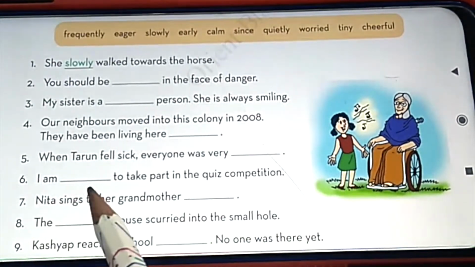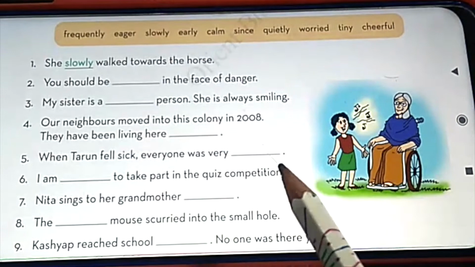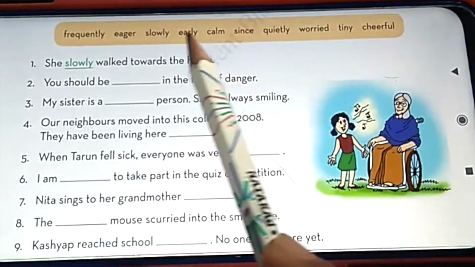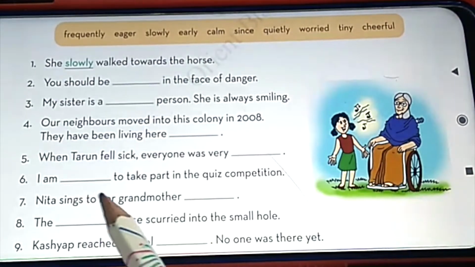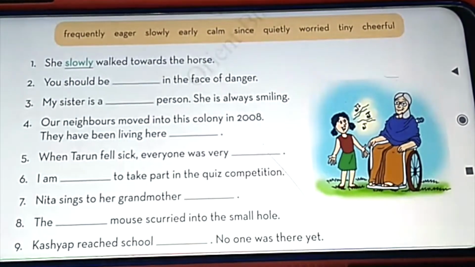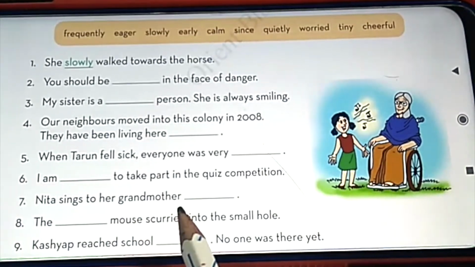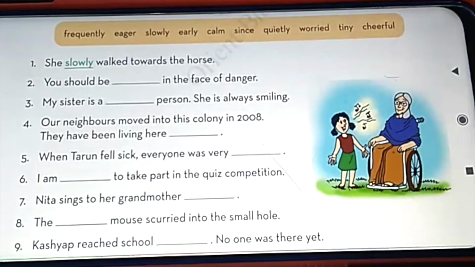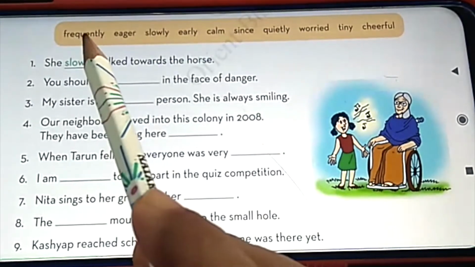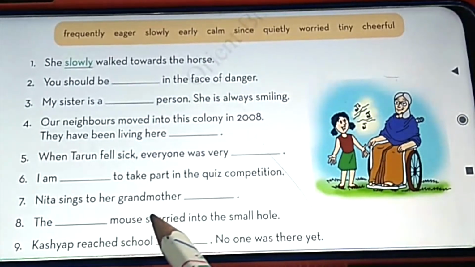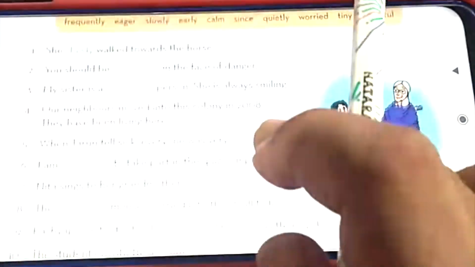Number 6. I am dash to take part in the quiz competition. What will it be? I am eager. I am eager to take part in the quiz competition. Okay. Now see the next one. Nita sings to her grandmother dash. What will it be? Frequently. It is given in the box. Nita sings to her mother frequently.